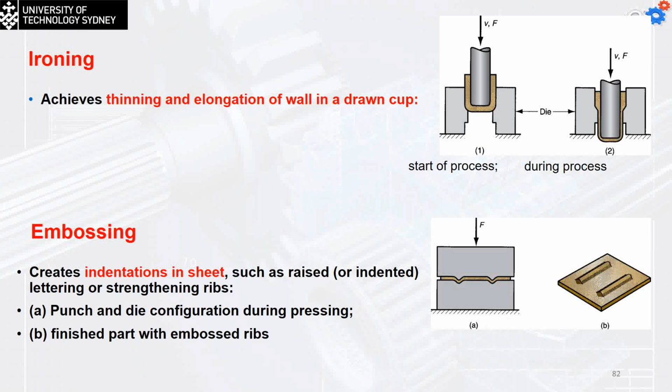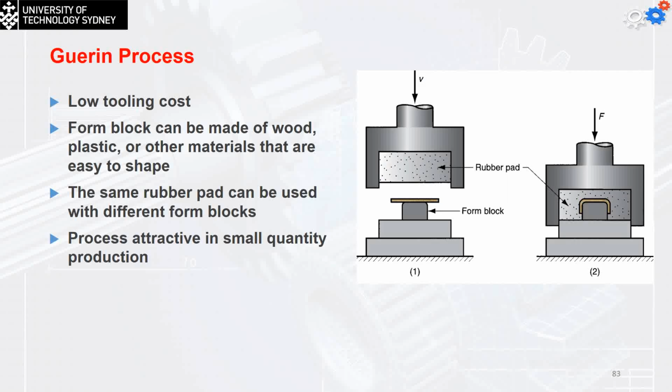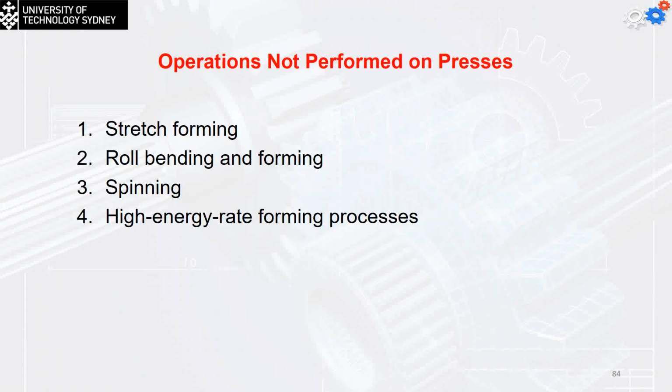Other operations not performed on the presses are still considered to be sheet metal working: stretch forming, roll bending and roll forming, the spinning operation, and high energy rate forming processes. So for stretch forming, I'm going to extend the length and make it thinner. Simply I'm going to force the die to go through, constrained from both sides, and this will stretch it on the sides, and it is similarly going to be bent to achieve the shape change. And that's usually used to make the satellite receiver dish.